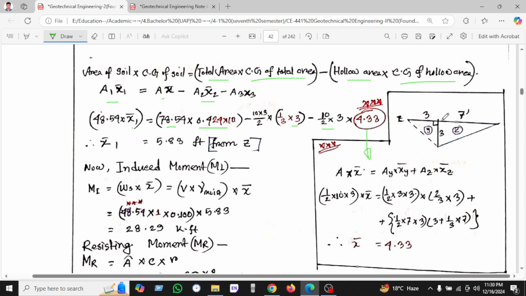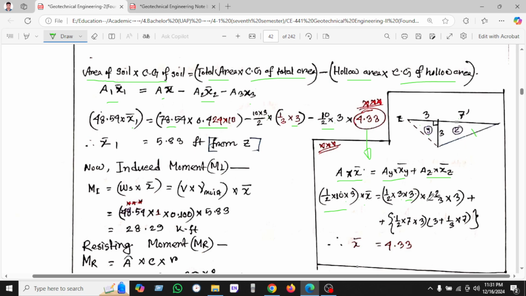So if we sum this length, then we will find 10. Okay, so we know the basic formula. This formula we have used: area of soil into CG equals total area minus hollow area. So we can use total area, area 1 and area 2. Total area we know is half into length into height into x bar, and A1, this is the A1, we are denoting A2. Half into length is 3 and the height is also 3, and this portion is Z.